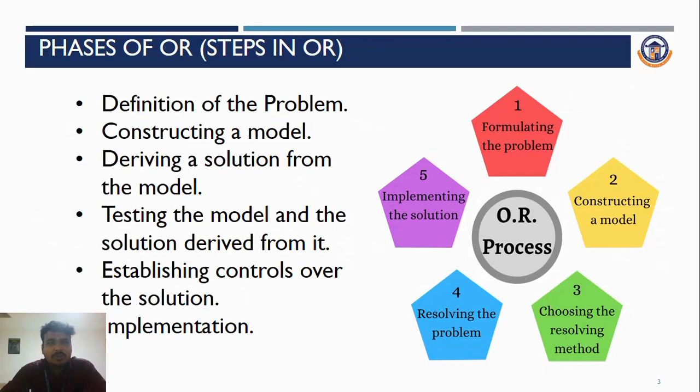Then the phases of operation research. These are the 5 phases to follow for finding the solution in the operation research subject. First one is definition of the problem. We have to identify the definition of the problem. For example, we have a real-time problem, and we have to find the solution for that problem. So we develop or design the problem. That is called definition of the problem.